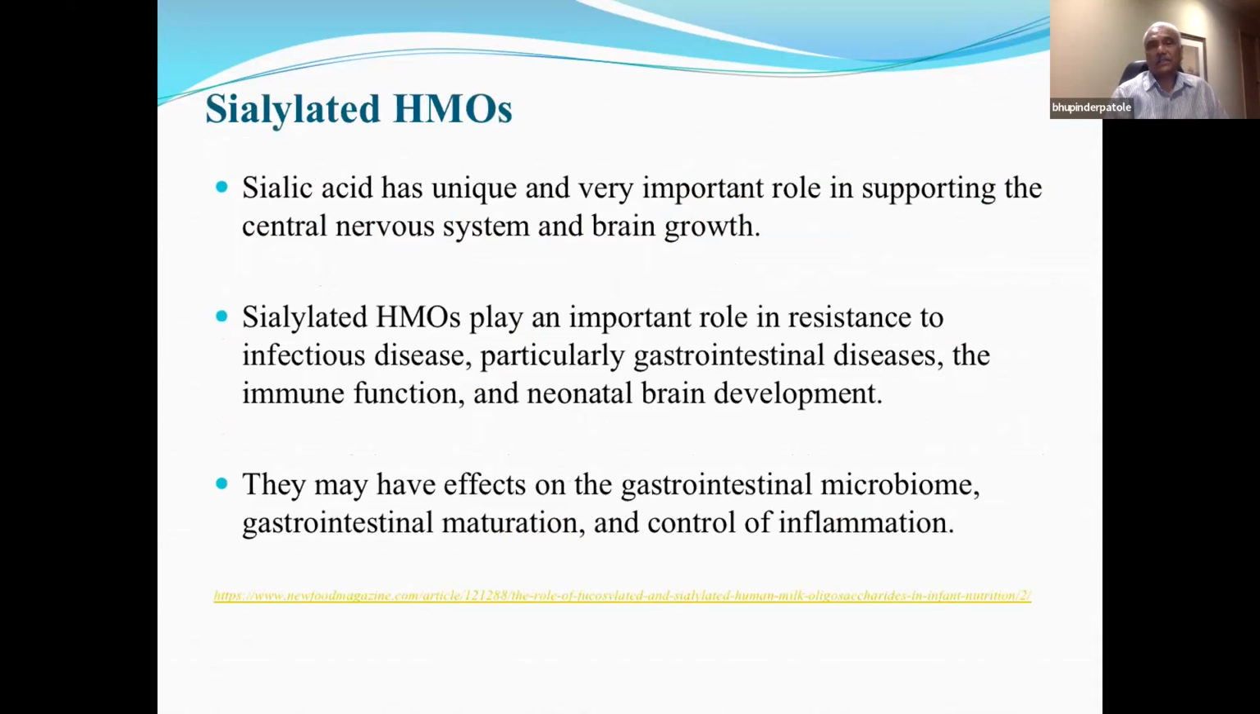Sialylated human milk oligosaccharides, I have already told you, are important for the growth and development of the central nervous system. They also have an important role in resistance to infectious diseases, particularly those coming from the gut. They help in development and maturation of the immune system. And obviously, they have an effect on the total gut microbiota, and per se, they make a significant contribution to inflammatory control in the gut.